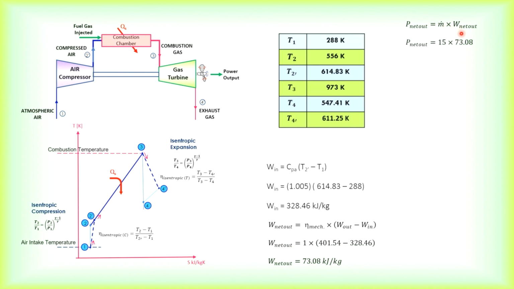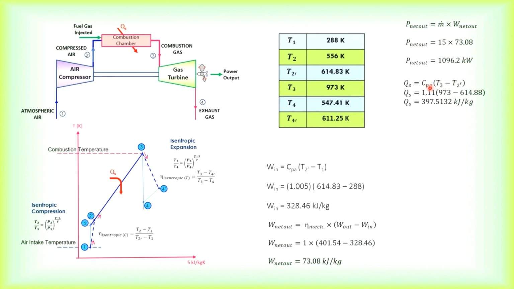So net power is m dot times net work. m dot is given in the question, 15 kg per second. So the power, which is kilowatt, which is also kilojoules per second. You have the work as kilojoules per kg, multiply this with kg per second. So that is why you have kilojoules per second here. That's the net power output.